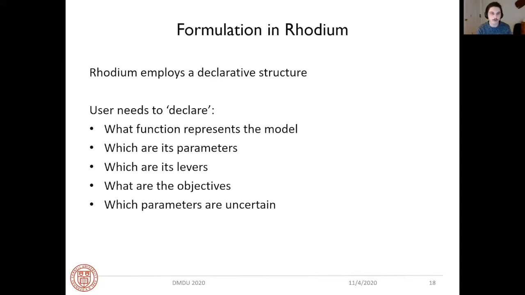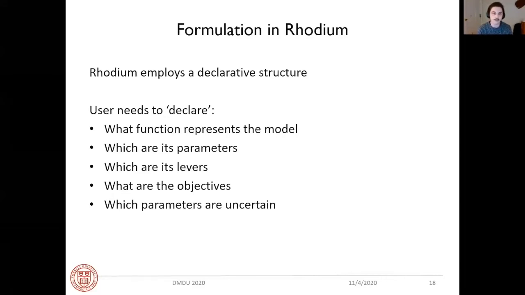So let's code this up in Rhodium. A little bit about how we can do this in Rhodium. Rhodium employs what's called a declarative structure. So that means rather than coding each element of this analysis, what you need to do is actually just declare it. So we're going to declare different objects to Rhodium, and then Rhodium, using functions of those objects or methods, can conduct our analysis natively. And so there's not a lot of coding that you actually have to do.